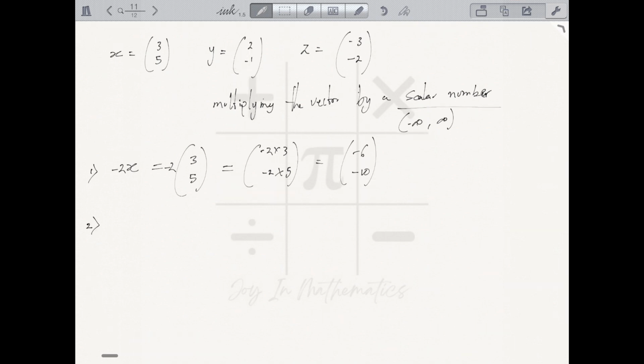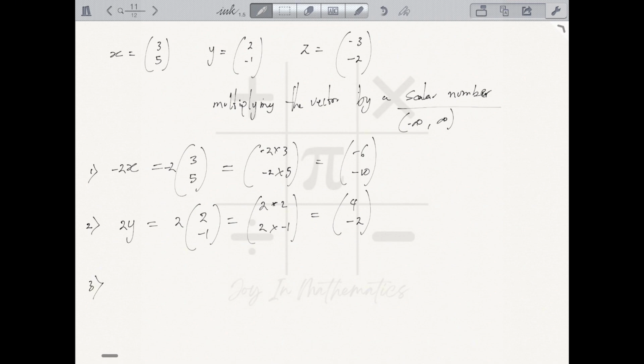Similarly, if I have 2 multiplied by y, and my y vector is 2 minus 1, I'm multiplying each component of y by 2. So this will be 2 multiplied by 2, and also 2 multiplied by minus 1. This results in 4 and minus 2.